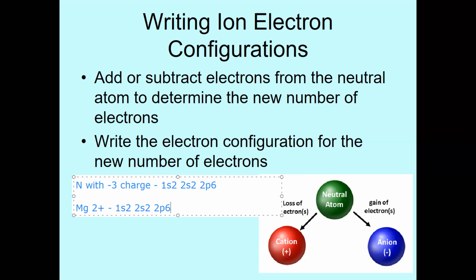Okay, so again, let's say we're going to do sulfur -2, and we want to write the ion's electron configuration. So sulfur has, as a neutral atom, 16 electrons. So if it gains 2 electrons, it has a -2 charge, it's going to have 18 electrons. So now, instead of writing the electron configuration for sulfur, we're going to write the electron configuration for argon. And we would have 1s2, 2s2, 2p6, 3s2, and then 3p6.